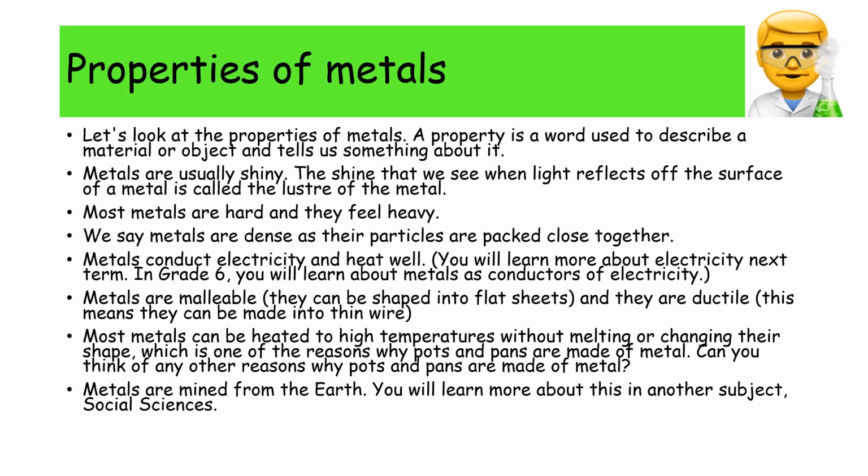What are the properties of metals? Let's look at the properties of metals first. A property is a word used to describe a material or object and tells us something about it. Metals are usually shiny. The shine that we see when light reflects off the surface of a metal is called the luster of the metal.